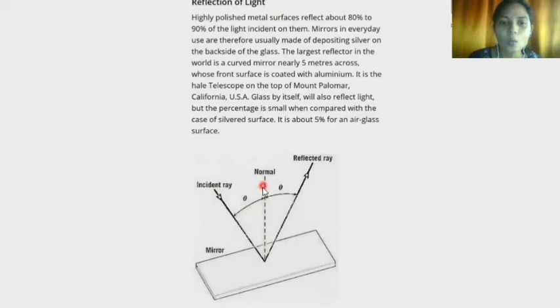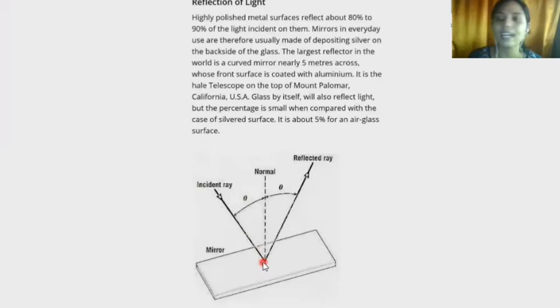Similarly, what happens when a ray is incident along the normal? The reflected ray will also be along the normal. It also moves in the same path as the incident ray. In case the incident ray is incident on the surface obliquely. What do you mean by obliquely? By making an angle.